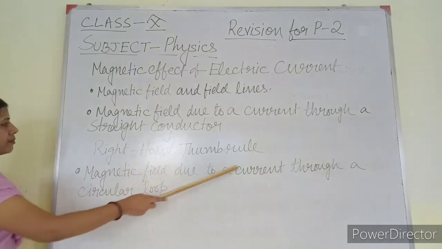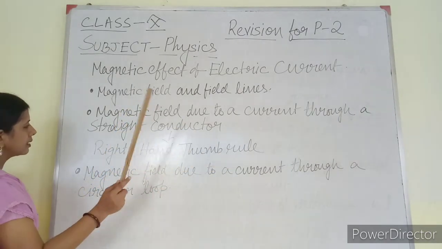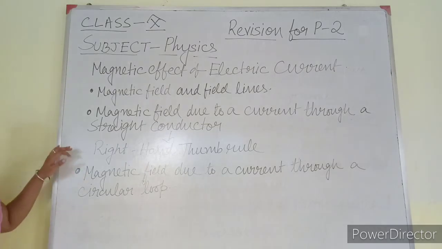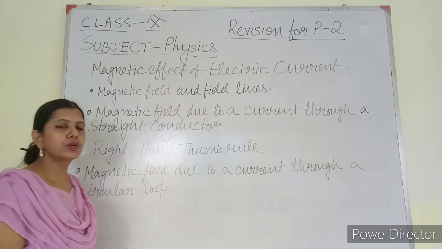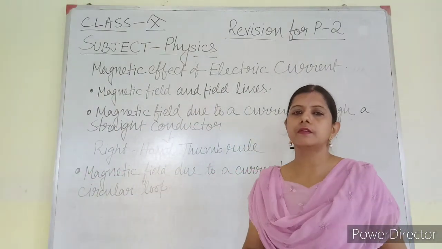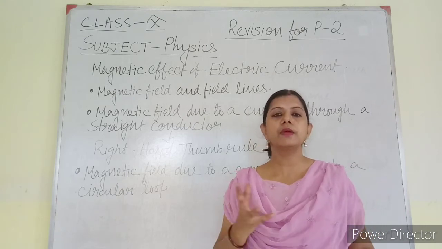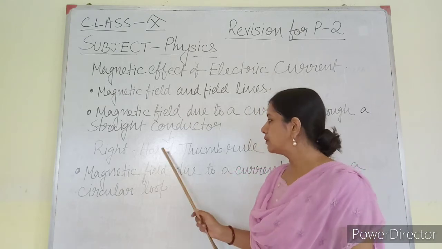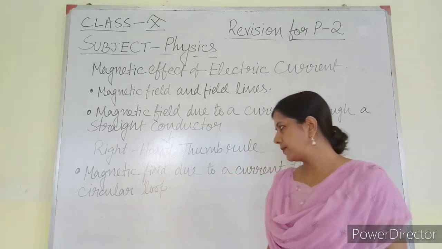Next, this is very important, the right hand thumb rule, it comes under this topic only. So if you are able to understand the right hand thumb rule, you can solve various problems from this chapter which may be given to you but may not be in your book. It may be from somewhere else, but if you know the rule, you can solve any kind of problem.